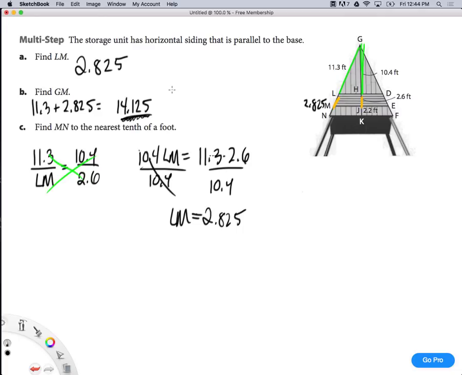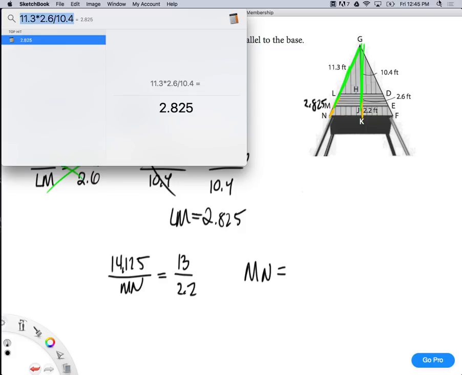Find MN. Find MN to the nearest tenth of a foot. Okay. Now look, this whole side is the green one. And now I'm trying to get this little bit here, this MN. So again, I've got 11.3 plus 2.825 is 14.125 over MN equals, this is 10.4 plus 2.6 is 13 over 2.2. I'm just going to solve real quick. You guys know what to do at this point.